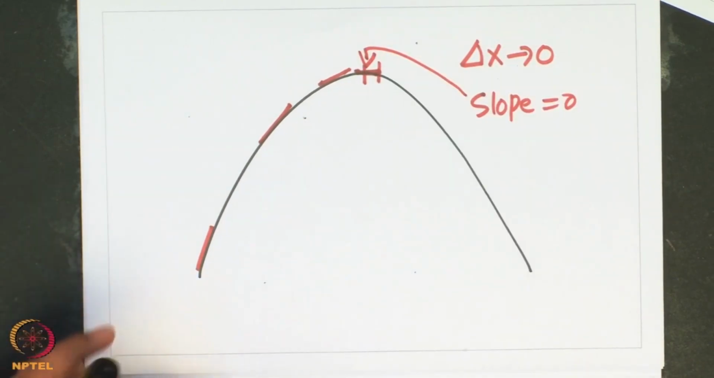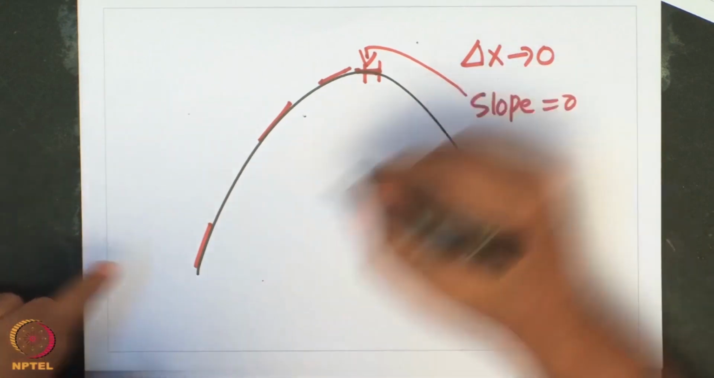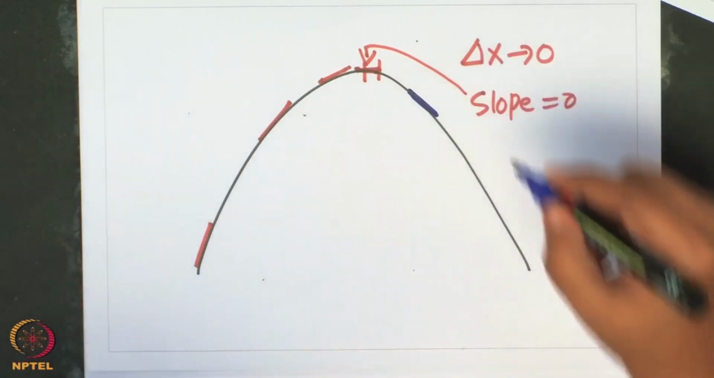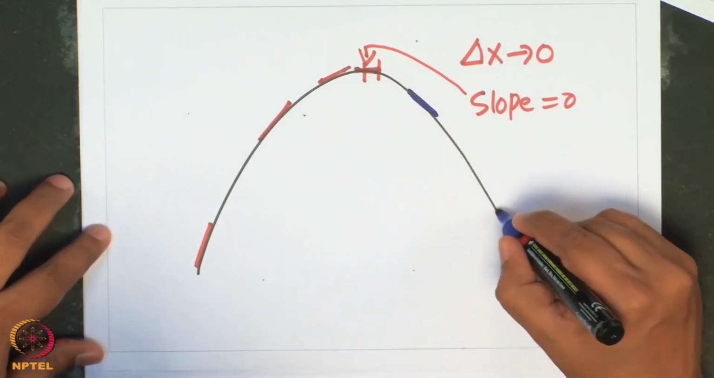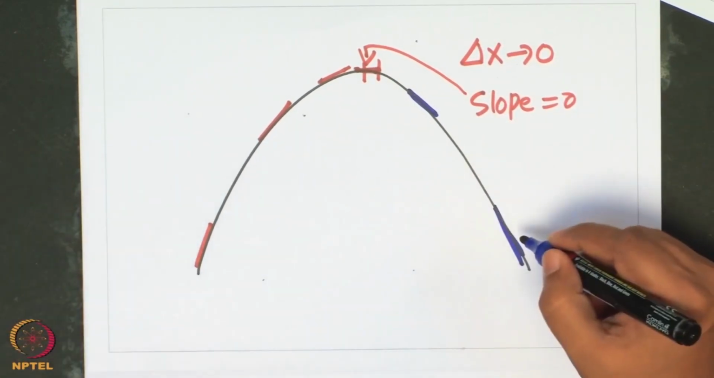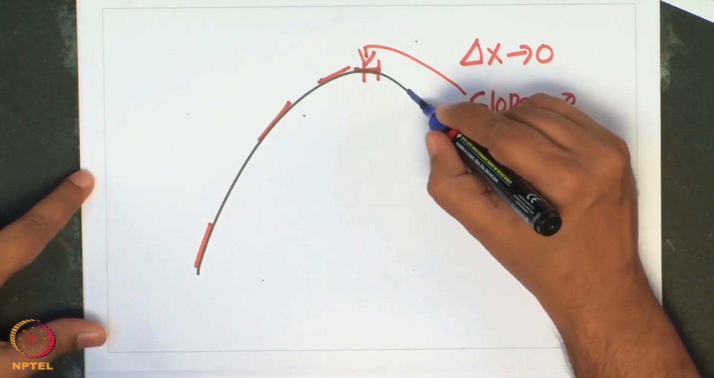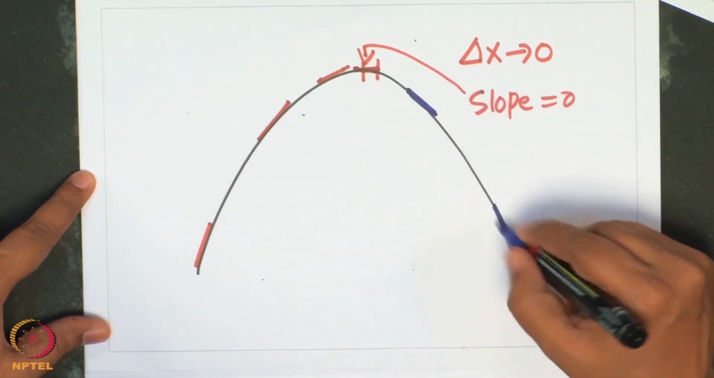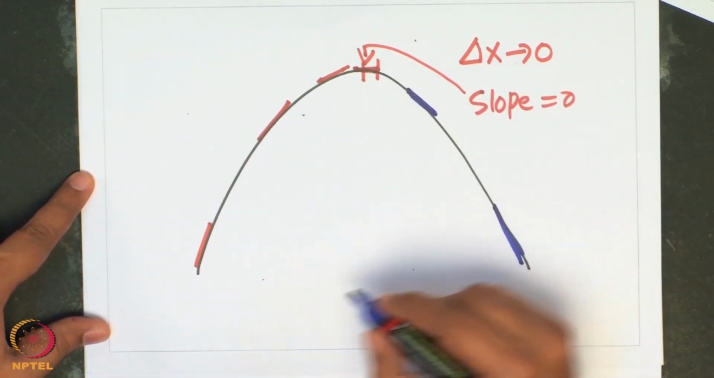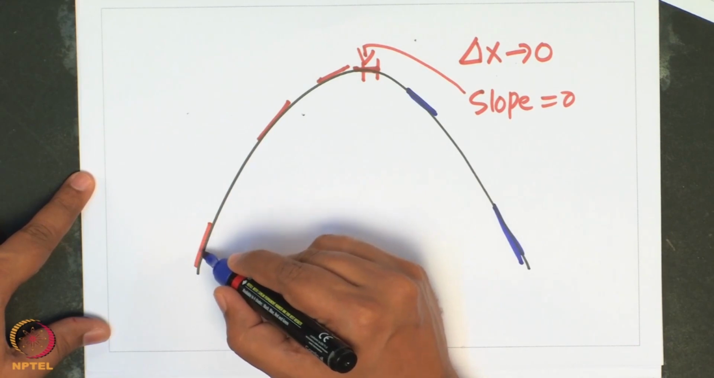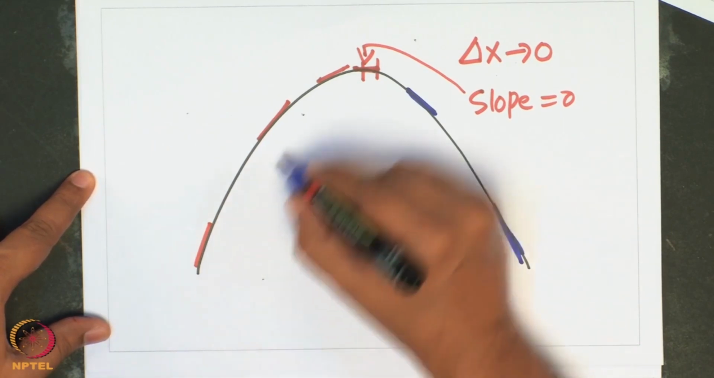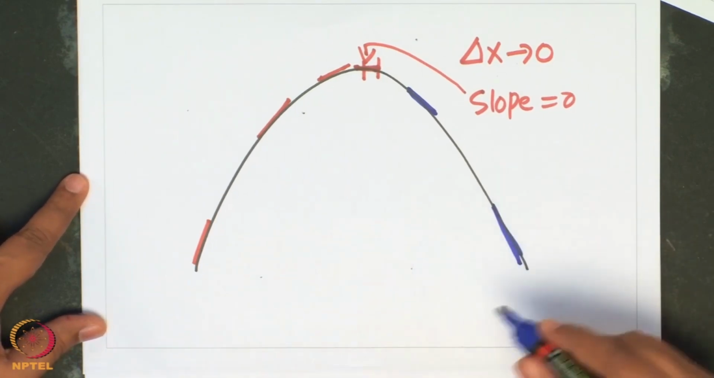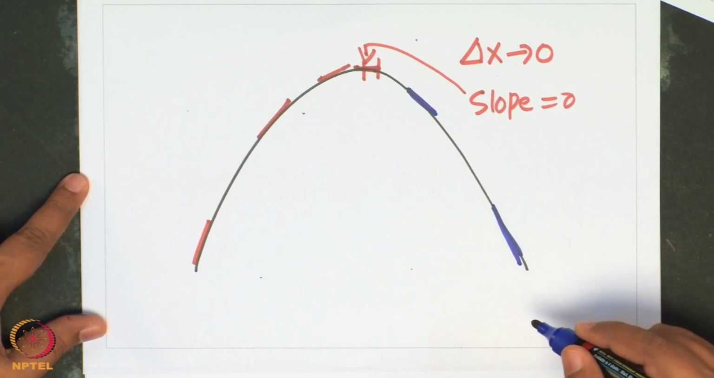And if I go further down, here you will have a negative slope. If I come down further here, I have a negative slope again, but this negative slope is a small negative number, and this is a larger negative number. So I will have a slope starting from a high positive number, coming down to 0 and then becoming a larger negative number. That's what the slope of this curve would look like.